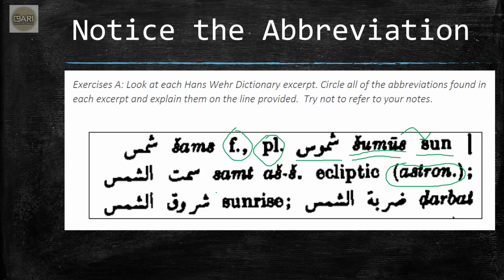So samt ash-shams means an eclipse or ecliptic. So that's an astronomical term. That's not a part of the terms that we want to necessarily know or that are important for us, but that information is provided. But what I would expect you to do is only to do plural and feminine.